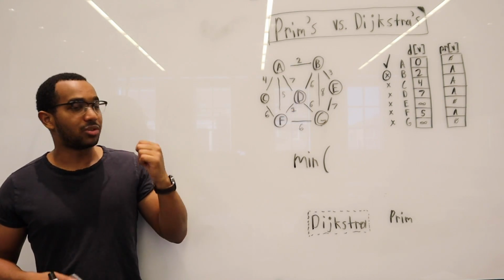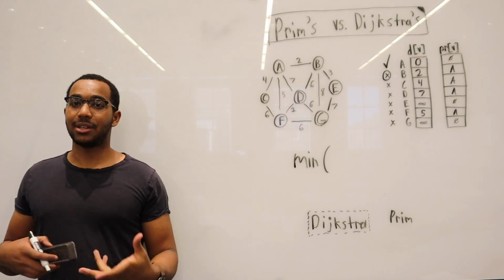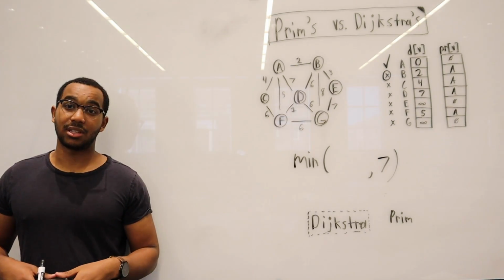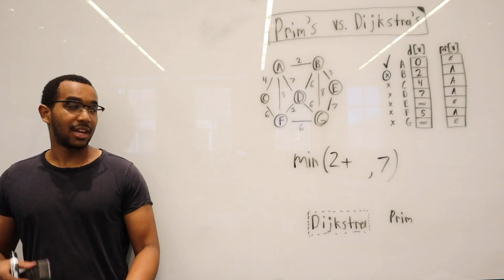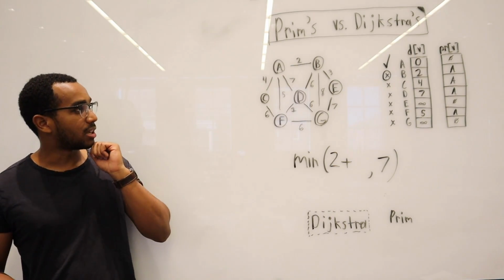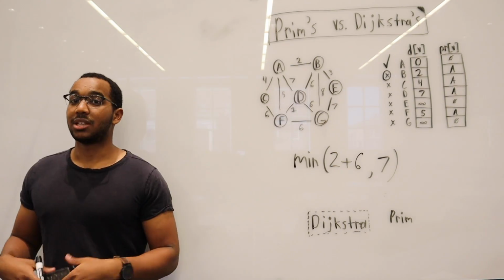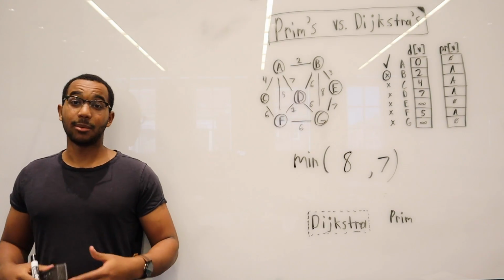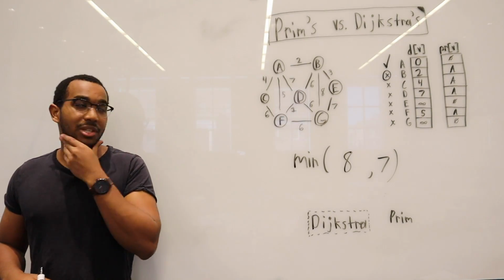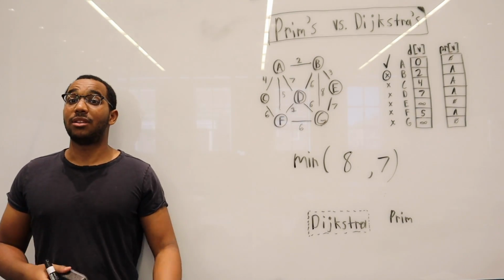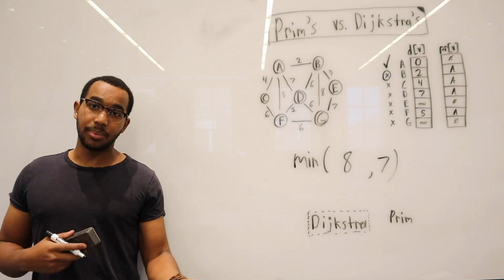The best distance to D as of right now is 7. And then what's the best distance to get to B? It's 2. Plus the edge weight. The edge weight is going to be 6. B to D is 6. 6 plus 2 is 8. And then the minimum of 8 and 7 is 7. So we see that it's a bad idea to have the parent of D be the B.